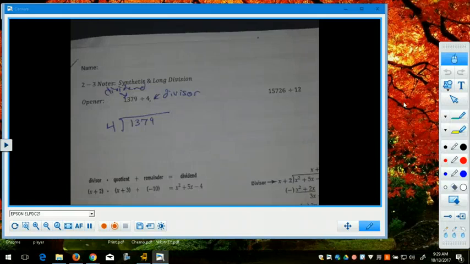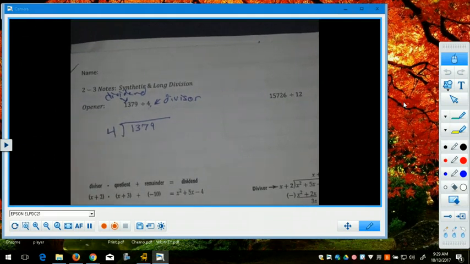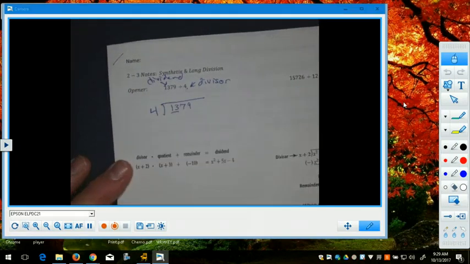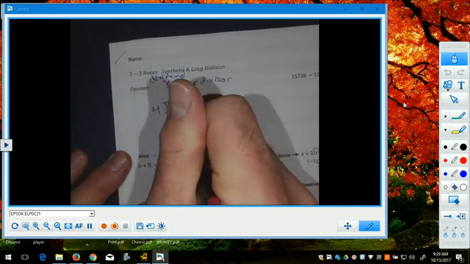All right, so we have our divisor of 4, our dividend of 1379, and our answer is going to be the quotient. So when we do this, we look at the 13, and we say, how many times does 4 go into 13? Because 4 won't go into 1. It goes in 3 times. Multiply that, we get 12.